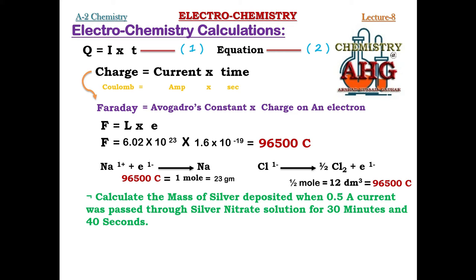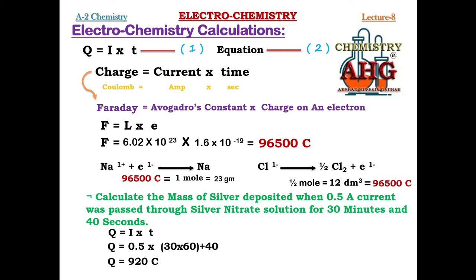So let's start with step 1. We will write the formula Q is equal to IT. Current is in ampere, no problem, but time is in minutes and some seconds. So the minutes must be converted into seconds. So 0.5 ampere multiplied by 30 into 60 plus 40, we converted the 30 minutes into seconds. If you just calculate this, the charge that we passed during this experiment is 920 coulombs. This is the amount of charge we passed during this experiment for the definite time period.